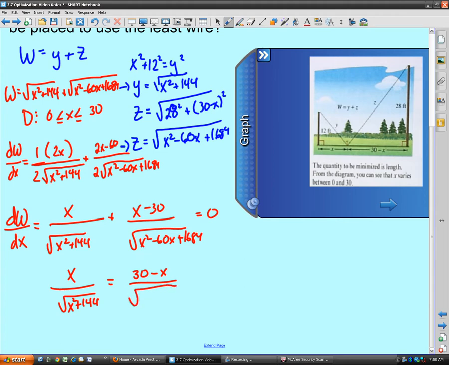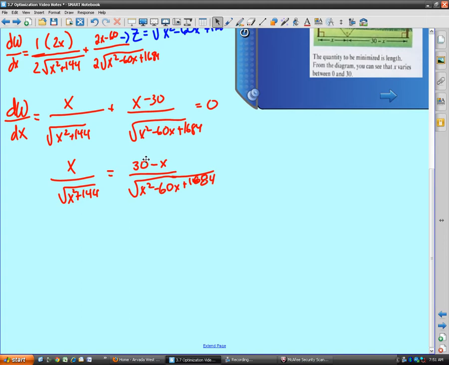And that's just kind of an algebraic maneuver to make things a little bit easier for myself when I'm going through so I don't lose my negative signs. And if you didn't do that, if you just put a negative in parentheses and made the whole thing negative, it'd be fine. So now I get to cross multiply these things, and so x times the square root of x squared minus 60x plus 1684 equals 30 minus x, all of that times the other square root of x squared plus 144.